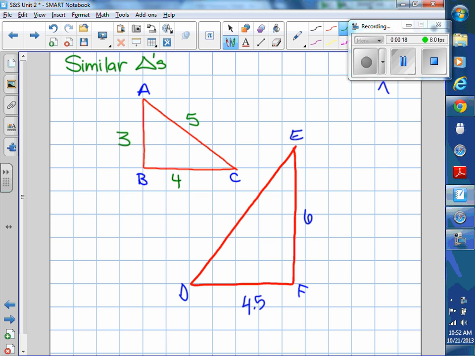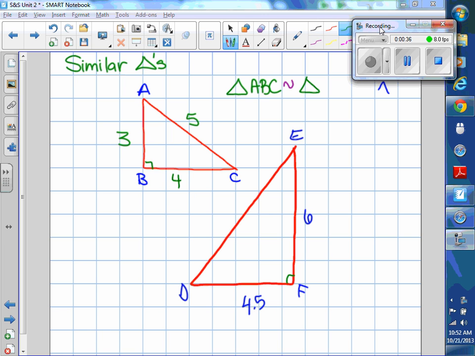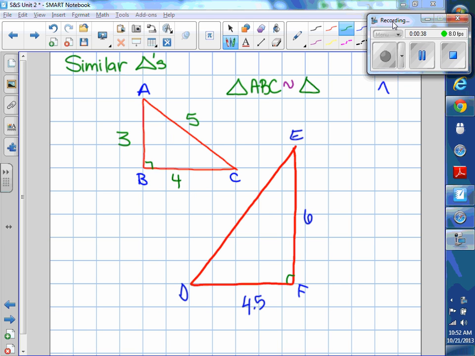So if this was a right angle here, and this was a right angle here, and I told you the triangles are similar, I would have to write it like triangle ABC, and then use this little similar symbol, and then say similar to triangle something. The easiest thing to find is that B is the right angle in this triangle, right? So then F has to be in the middle over here, because they have to correspond. Does that make sense? Okay.